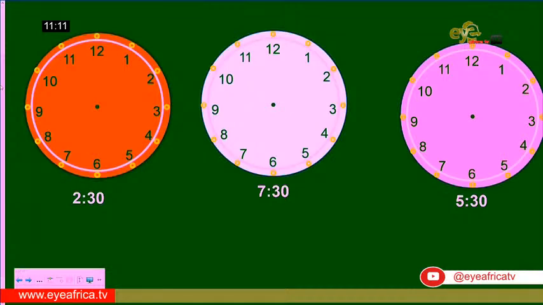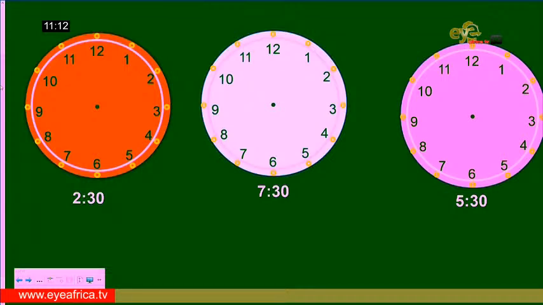We said it earlier. When you divide the clock face into 2, that is from 12 to 6, you have half at the right side, and the other half at the left side. Now, when the longer hand is at 6, the shorter hand is between 2 and 3, we called it half past 2.